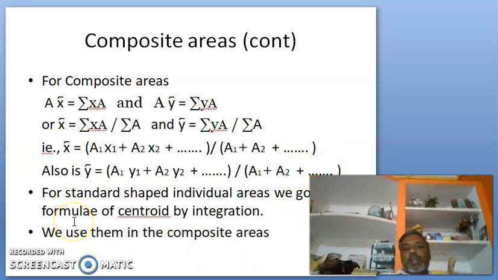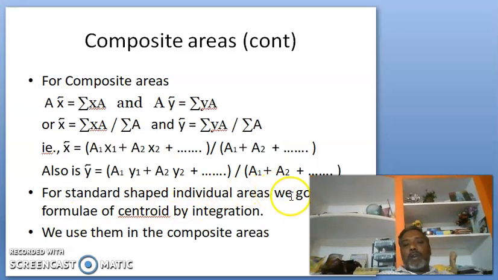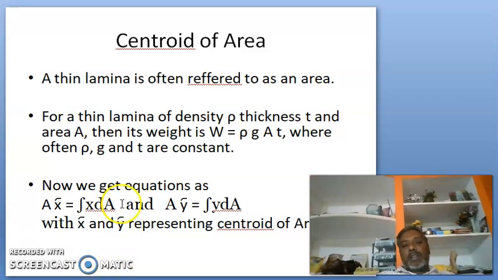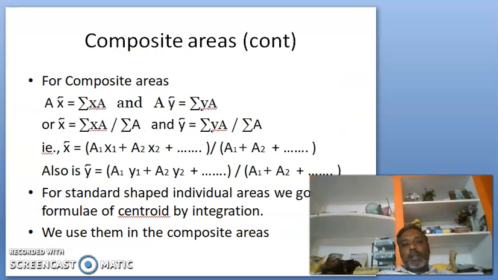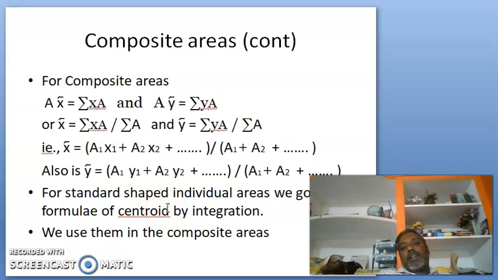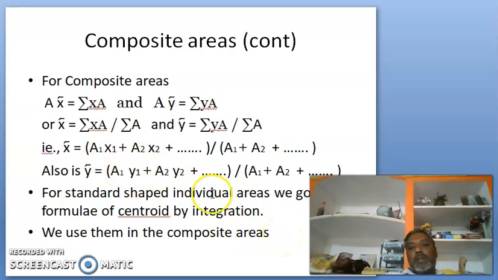For standard shaped individual areas, we use the formulae which are obtained by integration. We have already seen the formula for centroid by integration, here: x bar is equal to integral x dA by integral dA, or simply A. With this type of formula, we get the centroid of standard shaped areas. Those centroidal values, already found by integration, and those formulae we use in the composite areas for finding x1, x2 and so on.